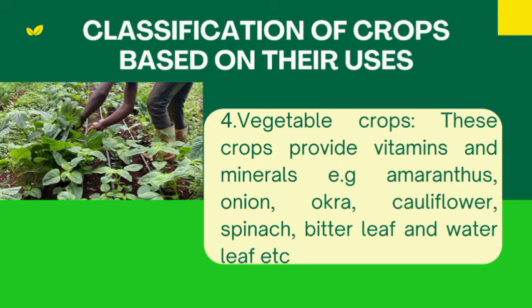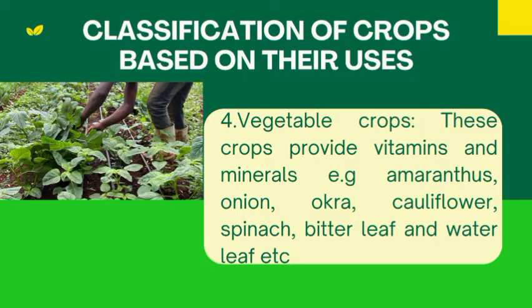Number four then, vegetable crops. This crop provides vitamins and minerals. Vegetable crops are crops that supply vitamins and minerals to the body of man, even animal. From what I said earlier, some crops provide carbohydrates, some provide protein to the body. Carbohydrate and protein are not enough for the healthy living of man, including animals. So your body needs a little amount of vitamins and minerals for growth and development.